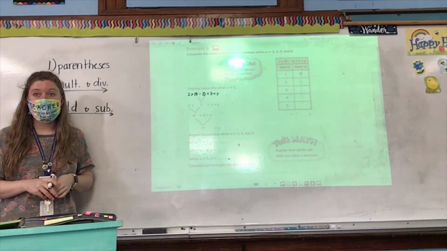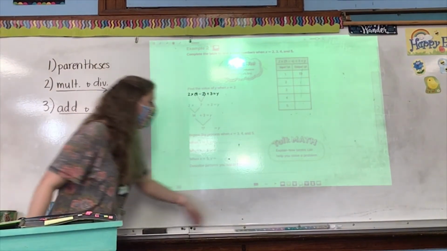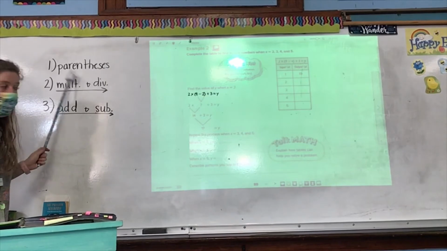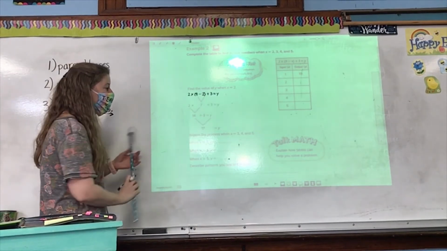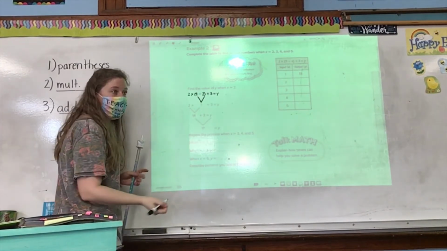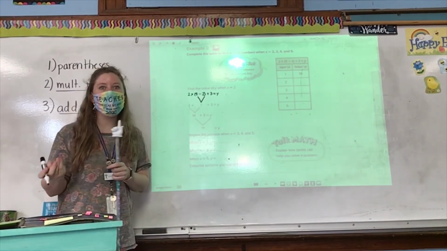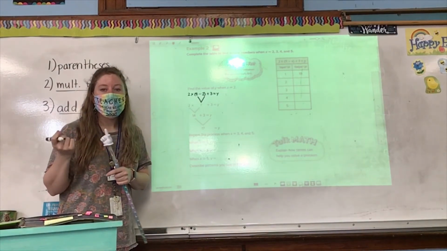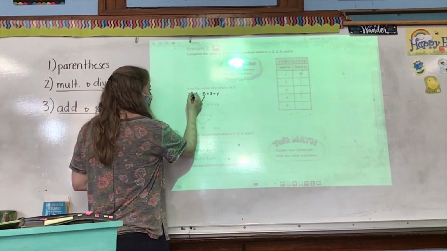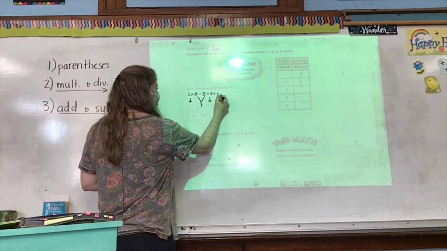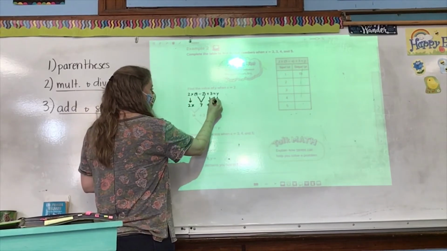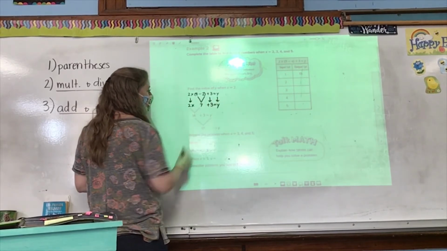And now we're just going to use the order of operations. Step 1 tells us to do parentheses. We have parentheses, so that means we need to solve 9 minus 2 first. Class, what is 9 minus 2? 7. Then we're going to bring down the rest of the equation. 2 times 7 plus 3 equals y.